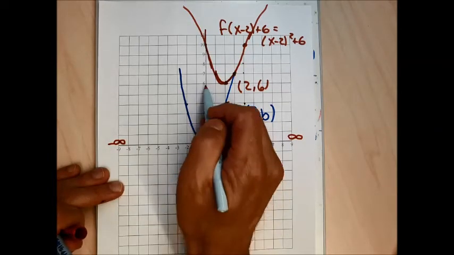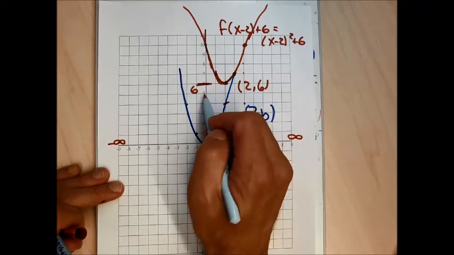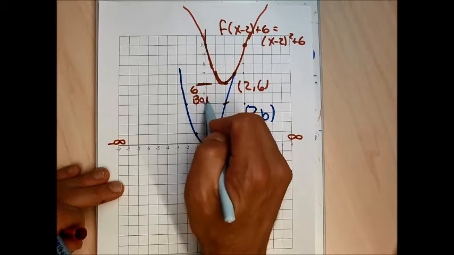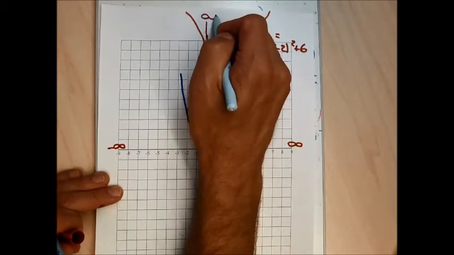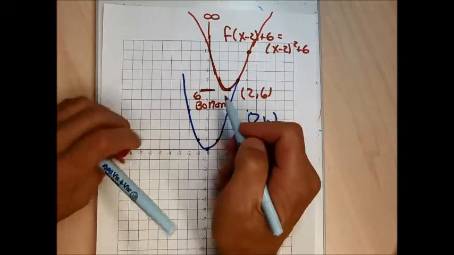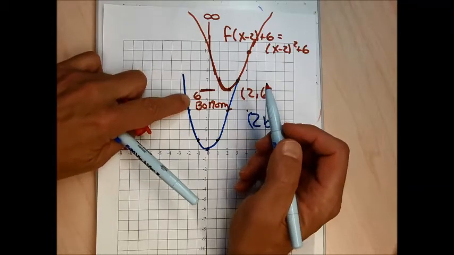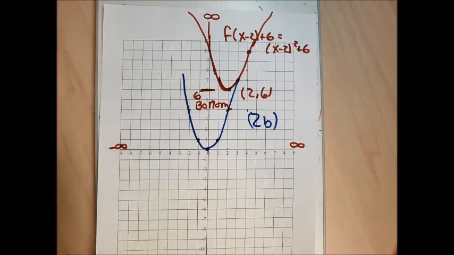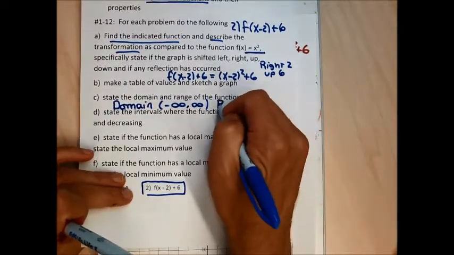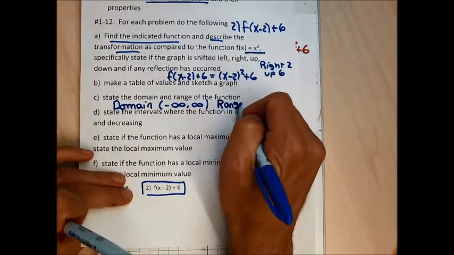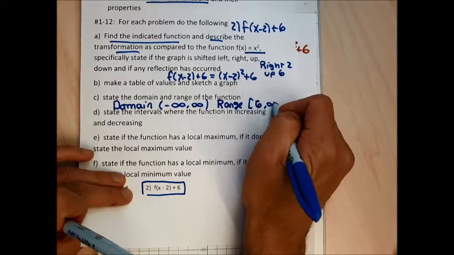For the range, I have to read the bottom to the top of the graph, and the bottom of the graph is at the vertex, which has a y-coordinate of 6. There is no real top of the graph. It goes up to the top of the y-axis, which has a y-coordinate of infinity. For the range, I'm going to write 6 to infinity. 6 is going to be in a square bracket because it's a point on the graph. So when I go to answer part C of number 2, for my range, I'm going to say it goes from 6 to infinity.